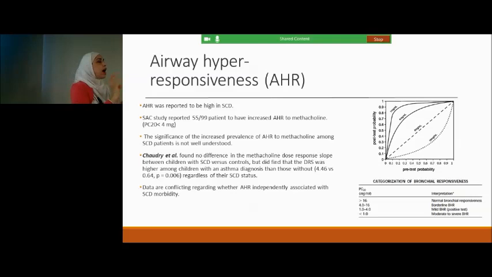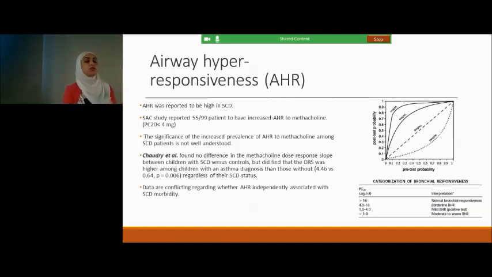So how do sickle cell kids present? Do they have coughing and wheezing? Yes, they do. Do they have airway hyperresponsiveness? Yes, they do. Do they have asthma? The short answer is we don't know. And that's a little surprising, I know. We don't know. Why do we not know if this is asthma or not?